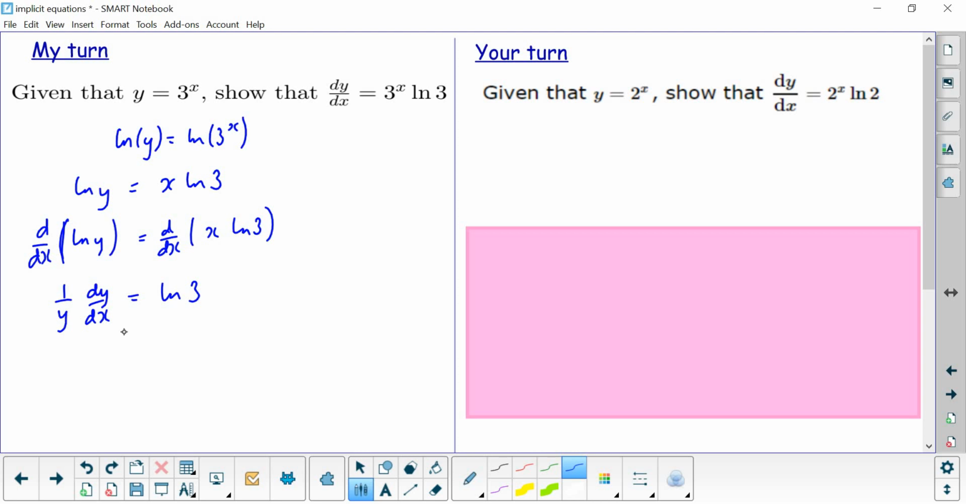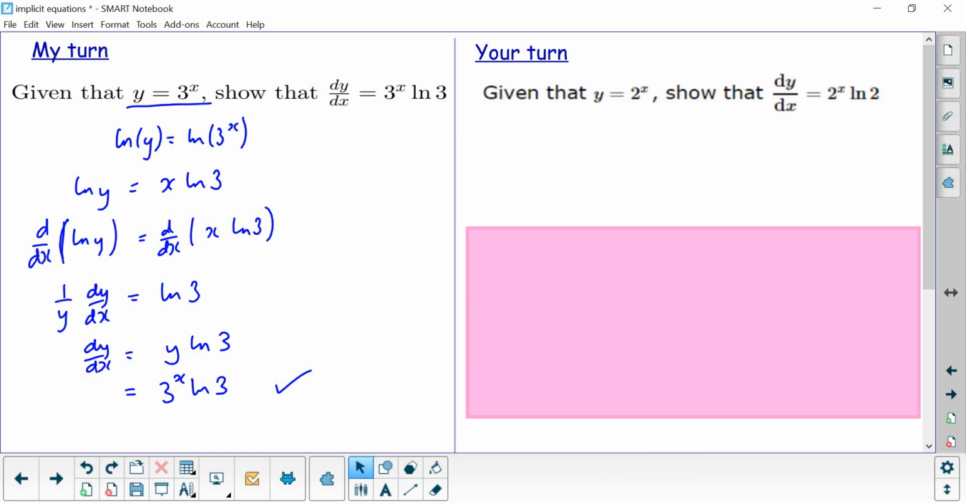Right, and then we can tidy that up. So dy by dx will be y times natural log 3, but we know that y is 3 to the x. So it's 3 to the x natural log 3, which is what we wanted. So pause the video in a second and have a go at doing the same, but using 2 to the x instead, just to check you're confident.